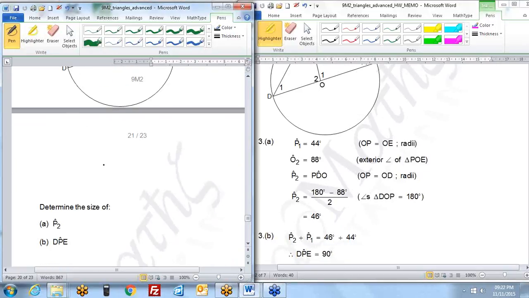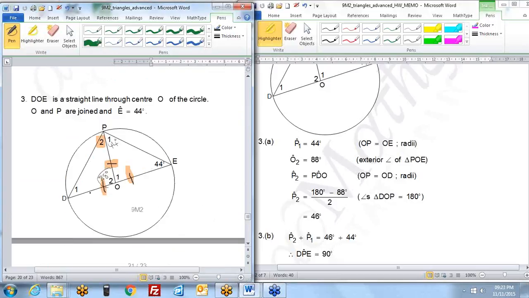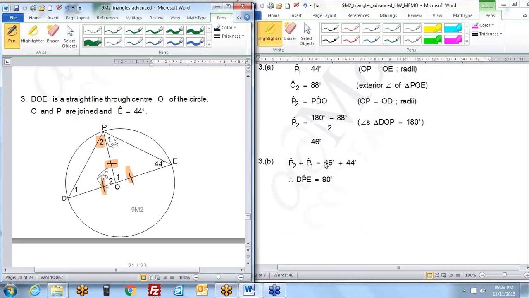Right, let's quickly look at question B. Determine the size of angle DPE. So now you take 46 plus 44 degrees. So angle P2 plus angle P1, because together angle P1 plus angle P2 form angle DPE. So 46 degrees plus 44 degrees gives you angle DPE, which equals 90 degrees. So that's a 90-degree angle.